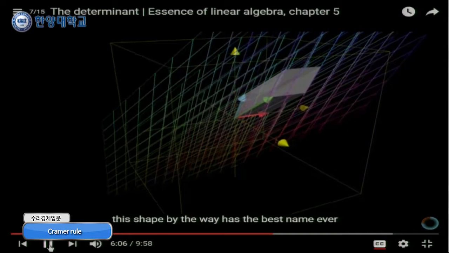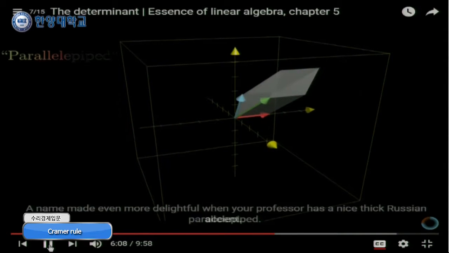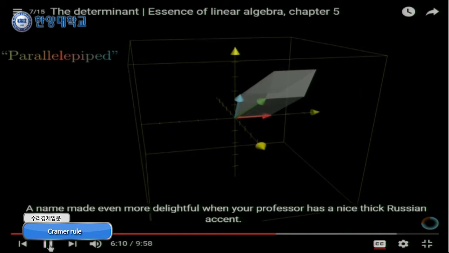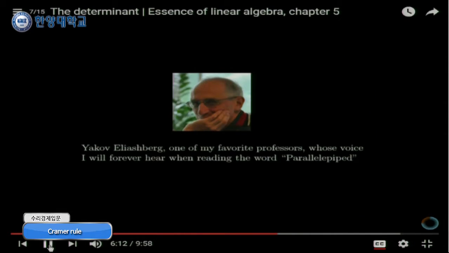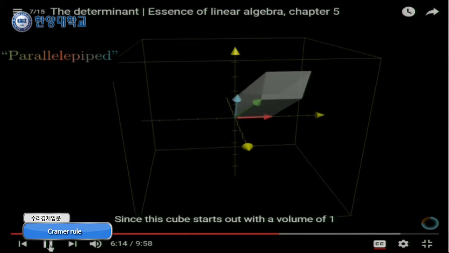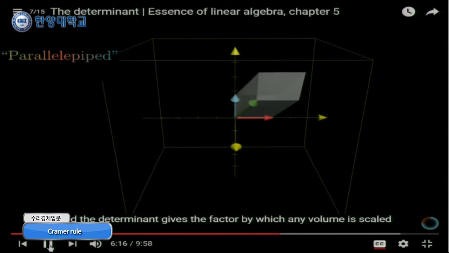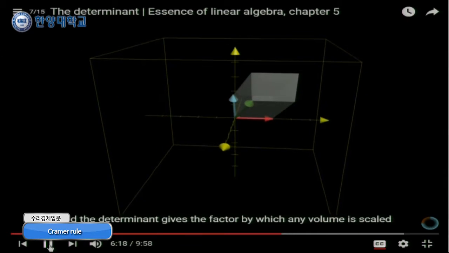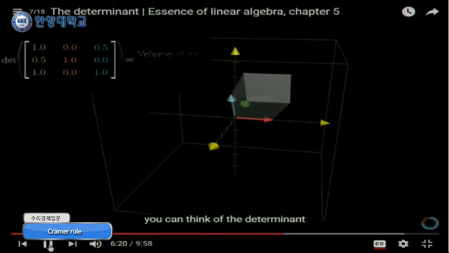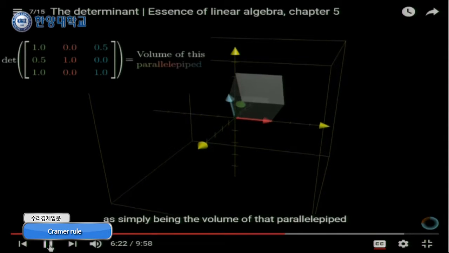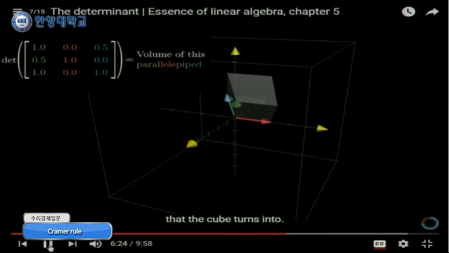This shape, by the way, has the best name ever, parallelepiped, a name that's made even more delightful when your professor has a nice thick Russian accent. Since this cube starts out with a volume of 1, and the determinant gives the factor by which any volume is scaled, you can think of the determinant simply as being the volume of that parallelepiped that the cube turns into.